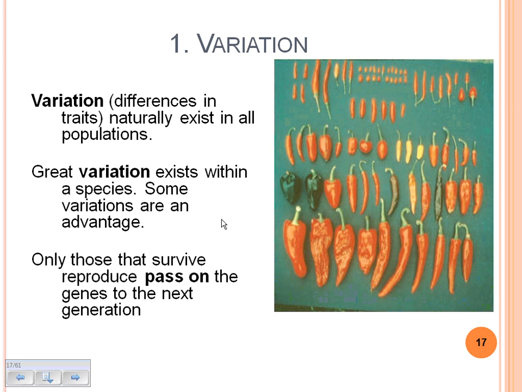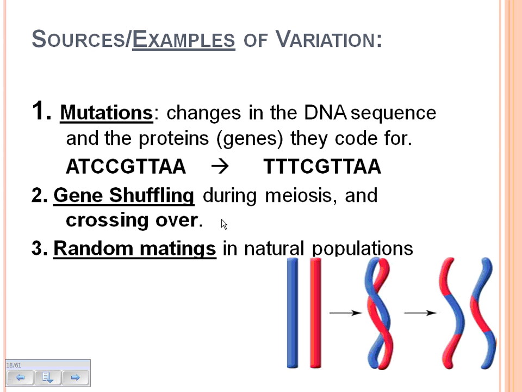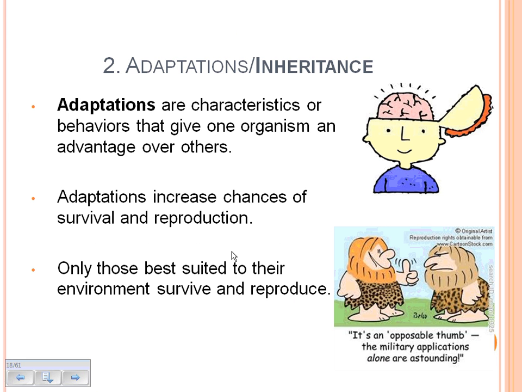Here you have different variations of peppers. Some are more desirable than others in certain situations. So if we look at some examples of variations, again, we have mutations that can change the DNA sequence and the proteins they code for. You could have gene shuffling during meiosis and crossing over, or random matings in natural selection. So these are all sources or examples of variations.